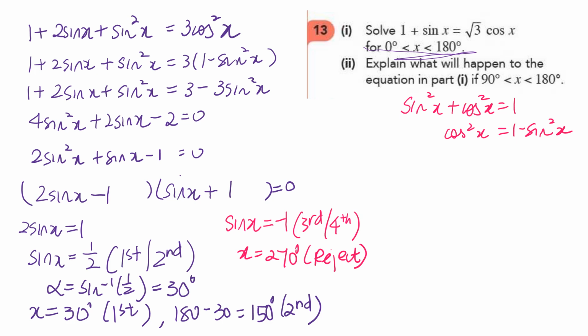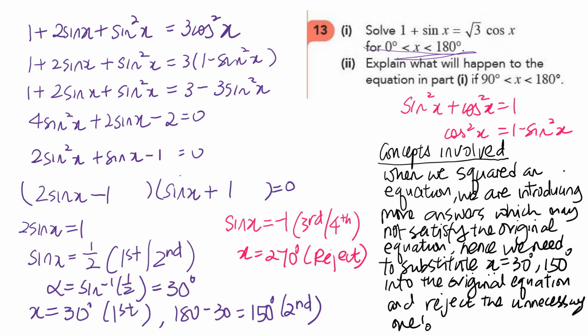So what we need to do is substitute both values we found earlier, x equals to 30 and x equals to 150, into your original equation and see whether it is satisfied or not. So let's do it now. Yes, so all the explanations are there. Okay, so we'll do it in the next slide.